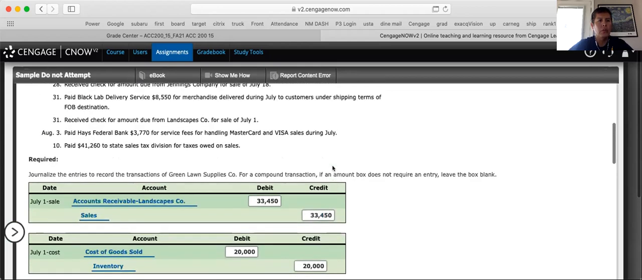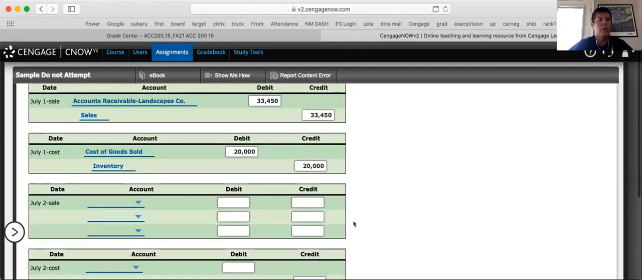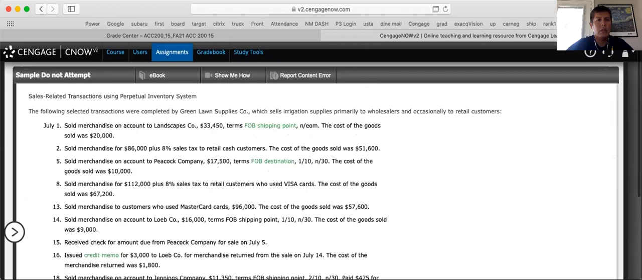Okay, so let's take a look at the sold merchandise for 86,000 plus 8% sales tax to a retail cash customer. The cost of goods sold was 51,600. Now notice this one was to Landscape Company. This one is cash. So that's why there's a difference. Okay. So let's take a look at this. We received cash, 92,000. So what I'm going to do here is 86,000.